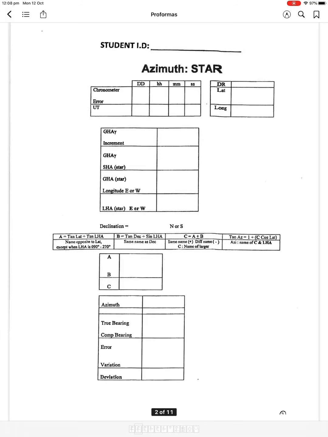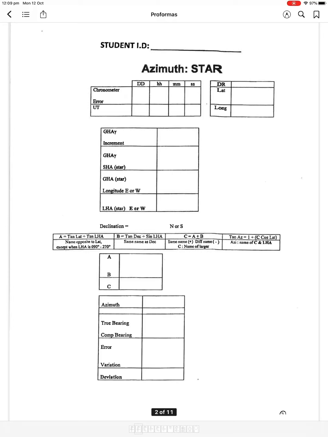Hi everyone. Today I'm going to be showing you how to fill up a proforma for a compass error calculation that uses a star as a celestial body. In my other video you must have seen the use of a proforma for a compass error calculation for the sun as a celestial body, and this proforma for a star is slightly different from the one that we used for the sun. So I thought I will make a video on this topic as well.